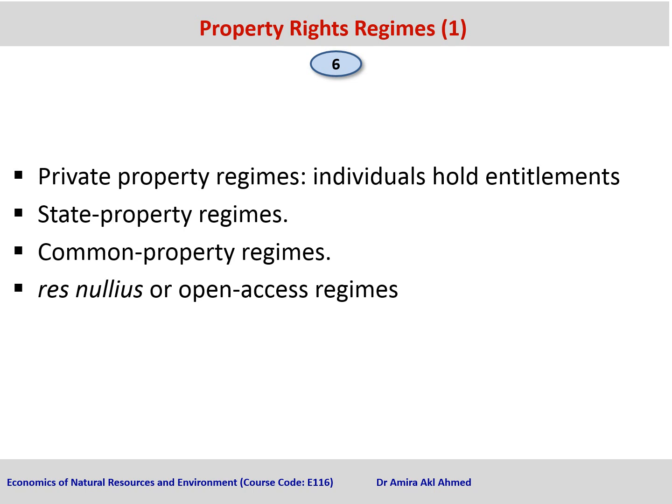There are four general property rights regimes that create different incentives for resource use or misuse of the resource. These four regimes are private property regimes, state property regimes, common property regimes, and open access regimes. We will discuss the last three regimes in the next slides.